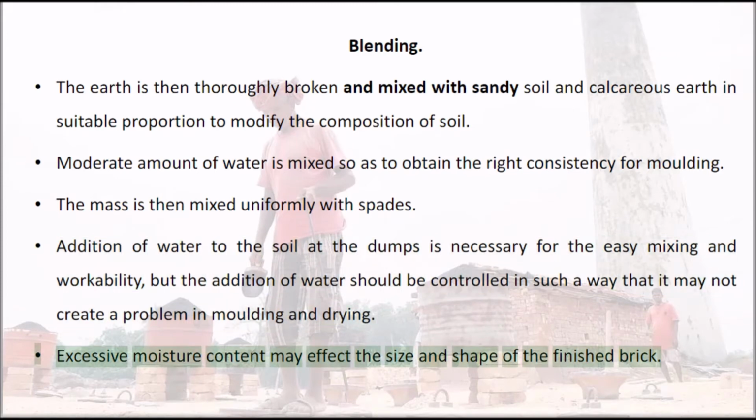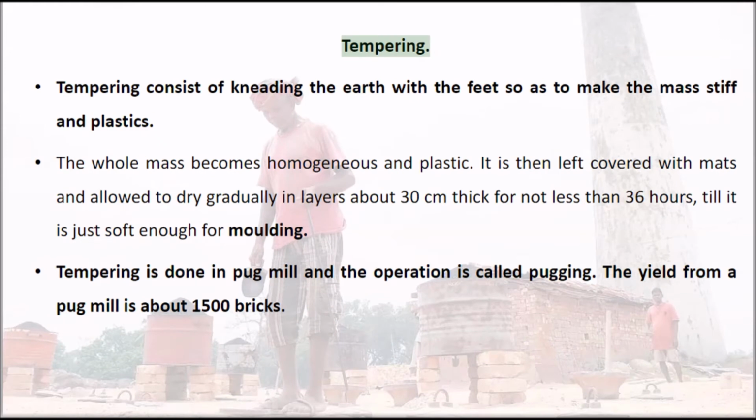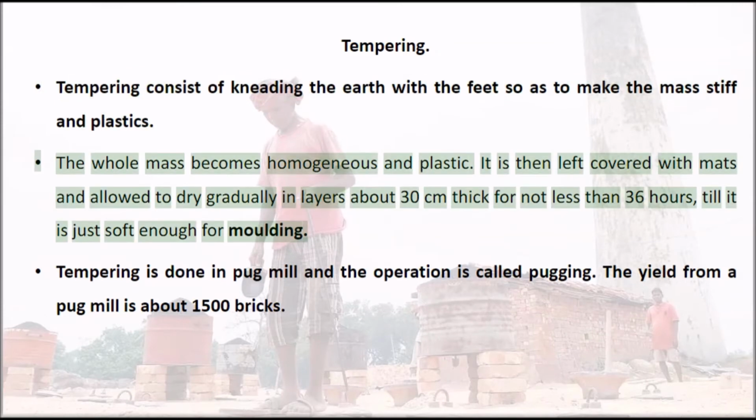Tempering consists of kneading the earth with the feet so as to make the mass stiff and plastic. The whole mass becomes homogeneous and plastic. It is then left covered with mats and allowed to dry gradually in layers about 30 centimeters thick for not less than 36 hours, till it is just soft enough for molding.